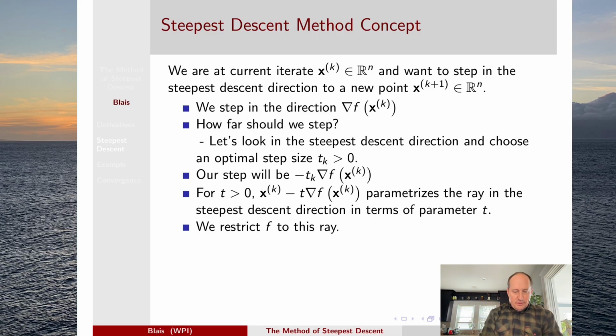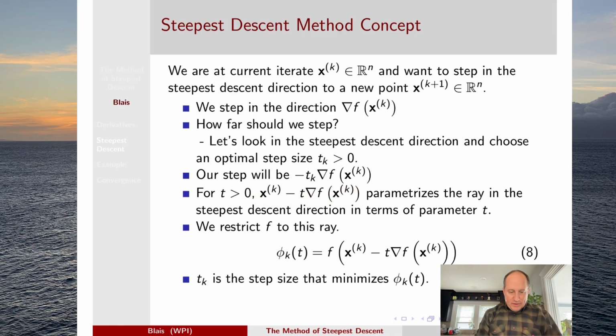And this is how we do it. For t greater than 0, we're standing at xk, and then we're going to move t units in the direction of the negative gradient of f at xk. So this parameterizes that ray in the direction of steepest descent. We are going to plug this into our f, and that will restrict the objective function to the direction of steepest descent. And so that's what we have here.